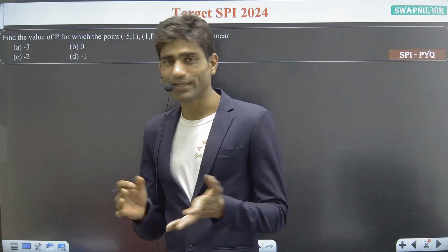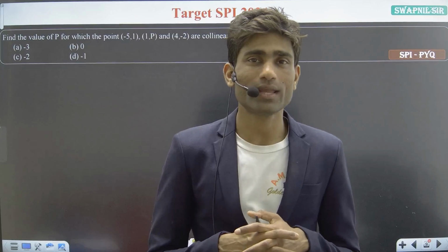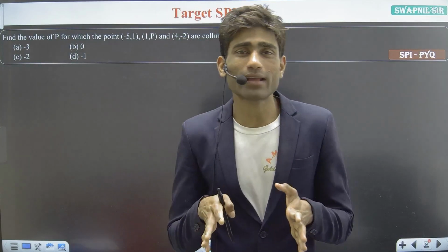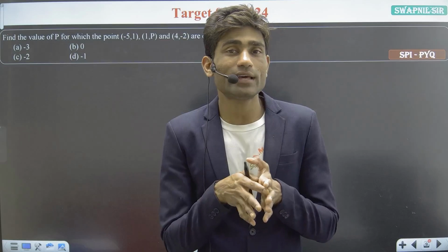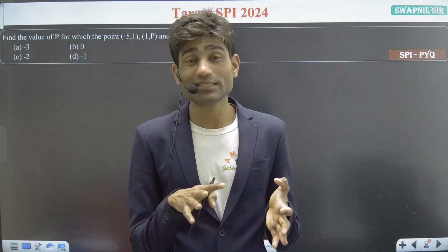Okay, similar condition again we have to apply. If the 3 points are collinear, that means we cannot draw the triangle there. If the 3 points are collinear, that means we cannot plot the triangle, and if the triangle is not there, that means the area of a triangle always goes to 0. You may use this result also.